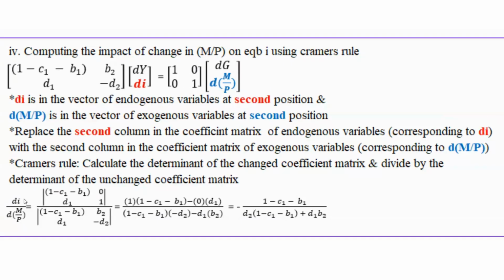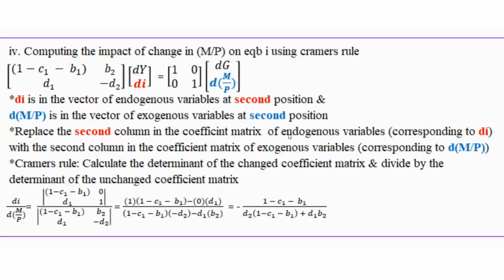So then I write this, so then dI by d(M by P) is just going to be this changed coefficient matrix, where we're replacing the column corresponding to dI with the column corresponding to dM by P. And we divide it by the determinant of the unchanged coefficient matrix of our endogenous variables. And then again, this determinant is simple. You cross multiply 1 minus c1 minus b1 times 1 minus d1 0, and then you just simplify. So when you want to use Cramer's rule to find your multipliers, you don't need to find equilibrium values of Y and I like we discussed in the earlier part. You can find these multipliers without having to find what the equilibrium values themselves are, right?